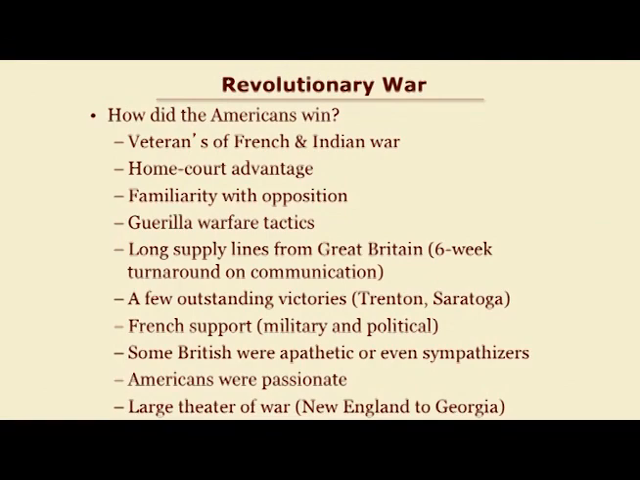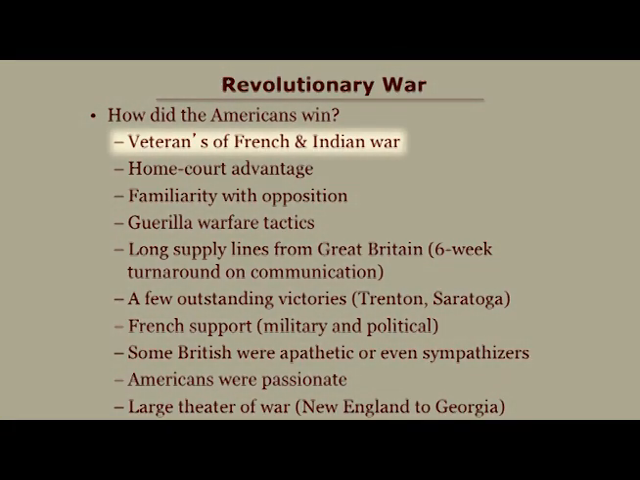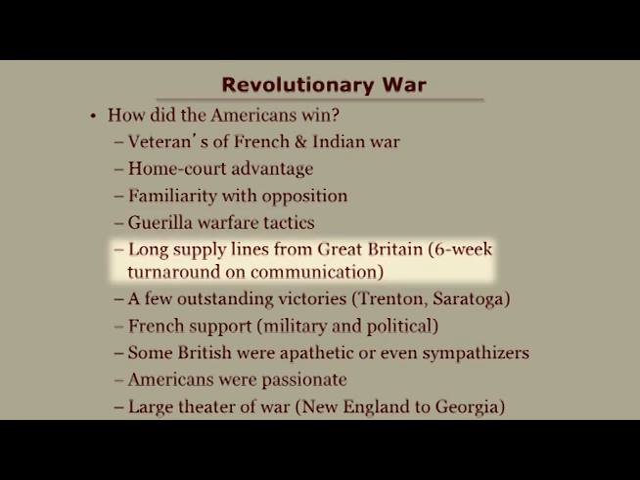Some other reasons that the Americans won is that they did have some experienced war veterans from the French and Indian War. They had what we could call the home court advantage. The people were fighting for their land and their very homes. They were familiar with the opposition, that is, many of them had been in the British Army, but the Brits were unfamiliar with the American system. They used these guerrilla warfare tactics, as I've suggested, and they also fought from behind trees and other things in the wilderness. Great Britain had tremendously long supply lines. It took at least 6 weeks for communication to turn around between the United States and Britain.